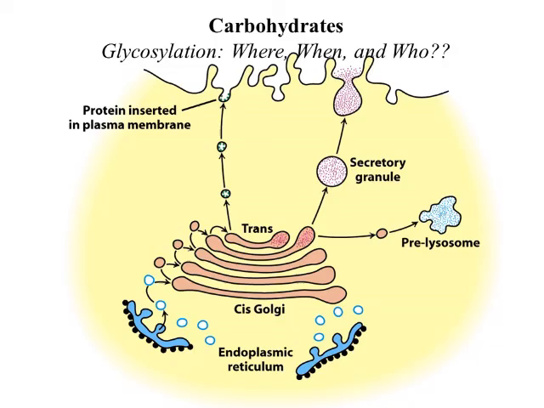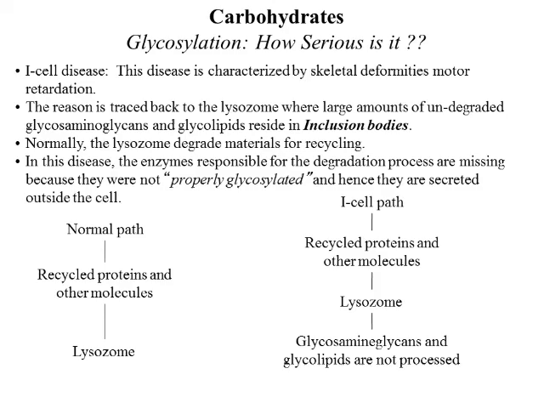We have plenty of food, so we don't have that problem, but usually our bodies do recycle those amino acids, those carbohydrates, because we want to reuse them as much as possible. All right, so how serious is this? Very serious. Of course, we've already seen how serious it is, but let me tell you about two ailments that happen because of this. One is called the I-cell disease.